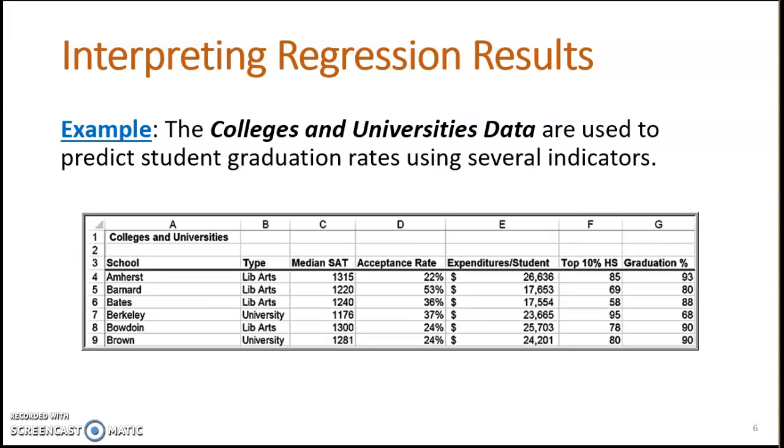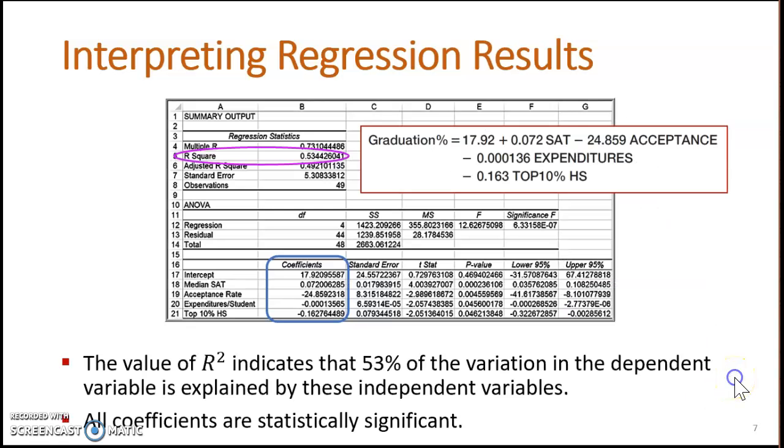Let's look at an example on the colleges and universities data. We are using this data to predict student graduation rates using several indicators. Here we have median SAT value, acceptance rate, expenditures per student, top 10% from the high school results, and graduation percentage. So we can see that the model for graduation percentage equals 17.92 plus 0.072 SAT minus 24.859 acceptance minus 0.000136 of expenditures minus 0.163 top 10% in high school.